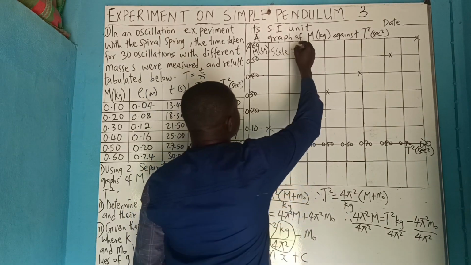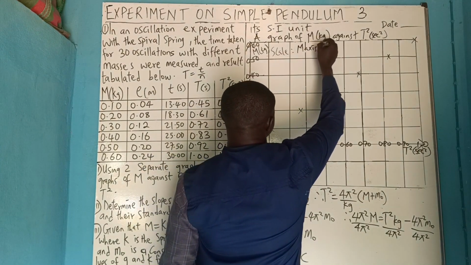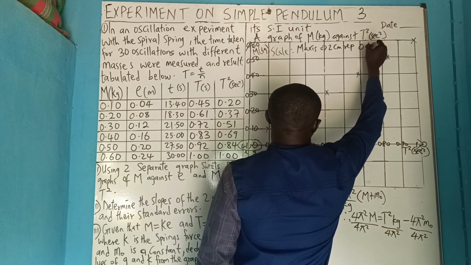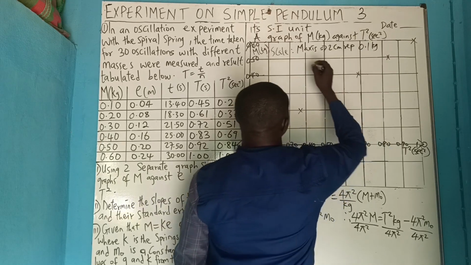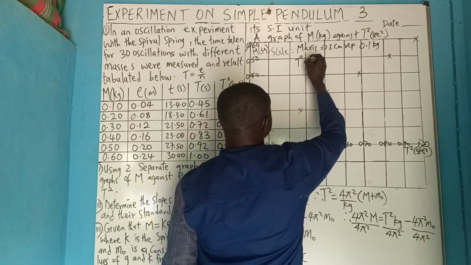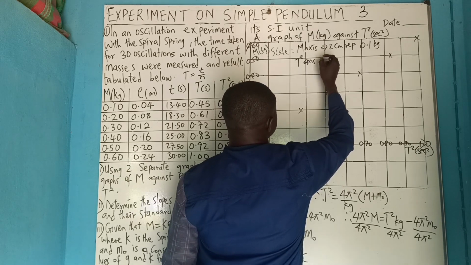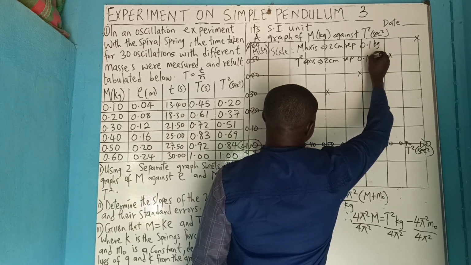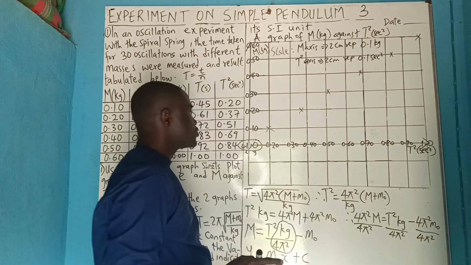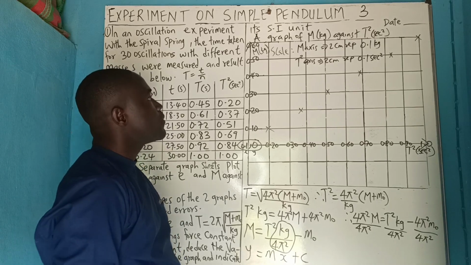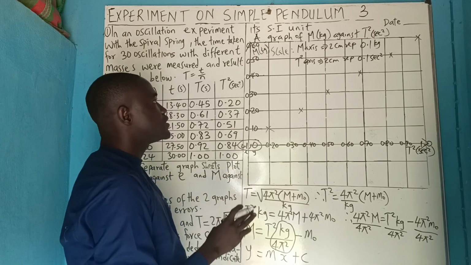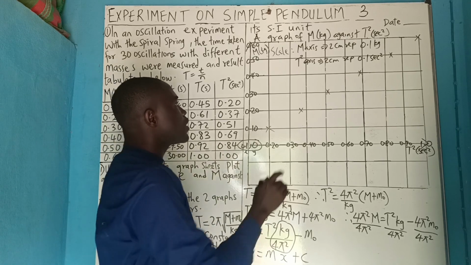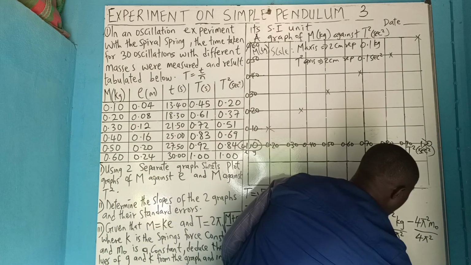Okay, scale on m axis, we said 2 cm represents 0.1 kg, whereas on t squared axis 2 cm represents 0.1 second squared. So you have it in your mind, okay? Yes. So we have written our scale. Now, next thing is for us to what? Locate our line of best fit. So we use our ruler.